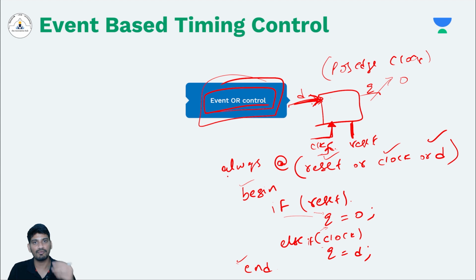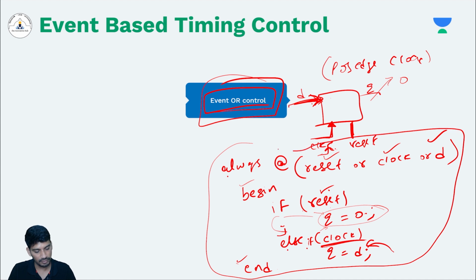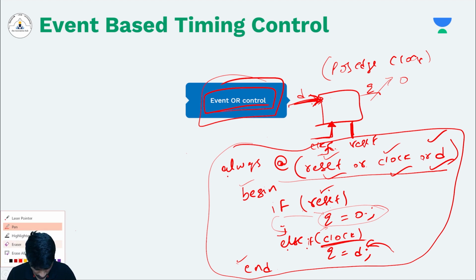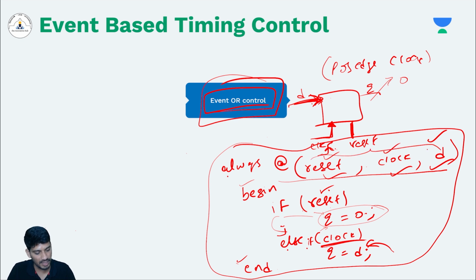So what is happening here? First it will check for the reset signal. If the reset is 1, immediately put Q equals 0. If my reset is 0, then go to the next statement. Else, if my clock is 1, then put Q equals D. This is a latch that we have created by using always @ reset, clock, or d, controlling these statements. You can either use or, or you can simply write comma as well. The operation of both is the same. We call this a sensitivity list.